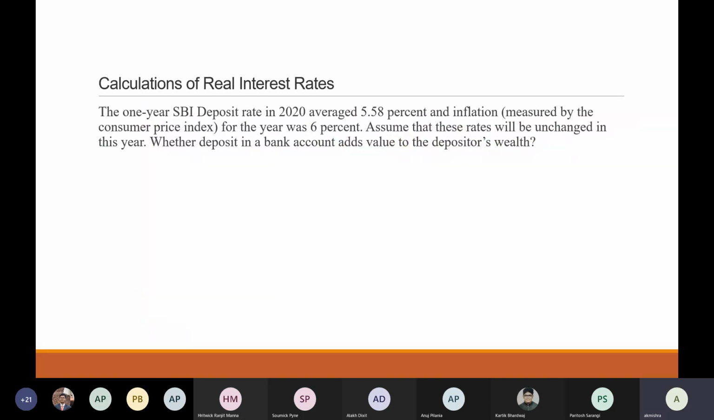Now there is one question to better understand real interest rate and the Fisher effect. The 1-year SBI deposit rate in 2020 is around 5.58%, and inflation for the year was 6%. Assuming that these rates will be unchanged this year, whether a deposit in the bank adds value to depositors' wealth or not. So what would be your answer? As the real interest rate is negative, it wouldn't add value to the deposit. Exactly. So this is a very simple problem.